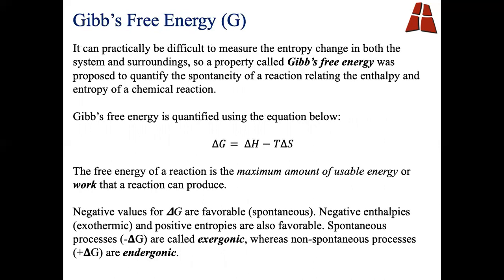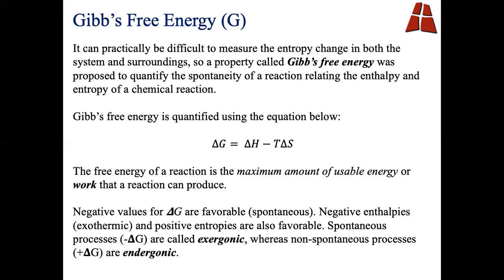Once we have discussed entropy and enthalpy, we can then, of course, bring in Gibbs free energy, which is kind of the be-all, end-all, the most precise way to measure the spontaneity of something. It can be quantified using this equation here, where our Gibbs free energy is equal to our enthalpy minus the entropy term at a certain temperature. This Gibbs free energy represents the maximum amount of usable energy or work that can be produced.